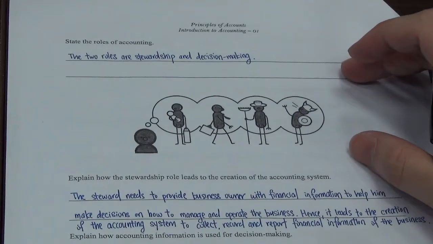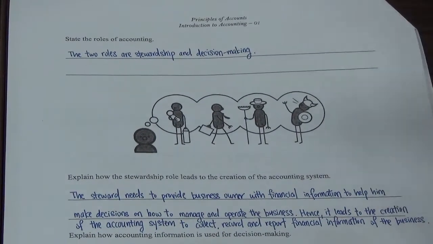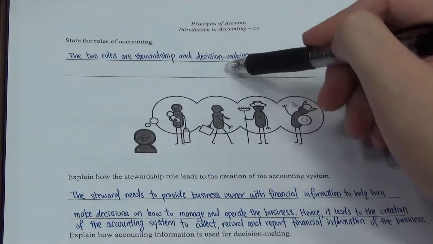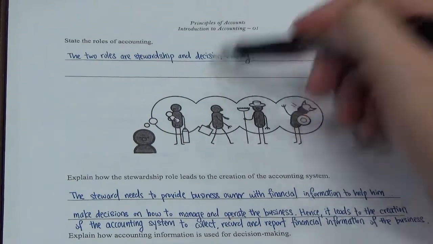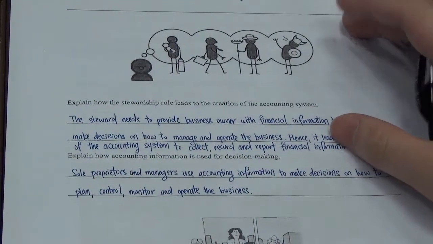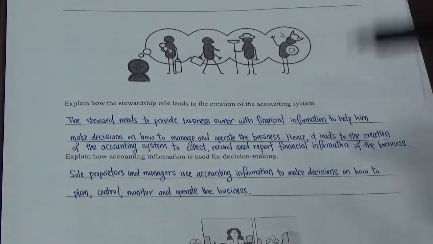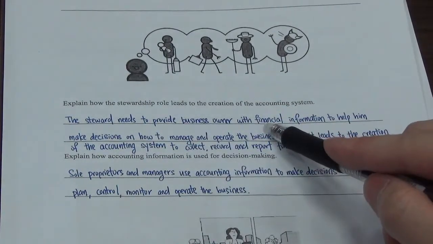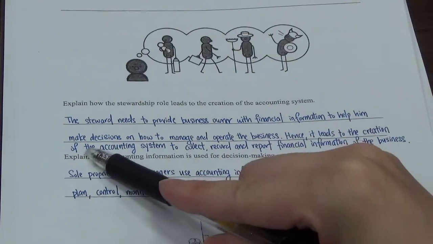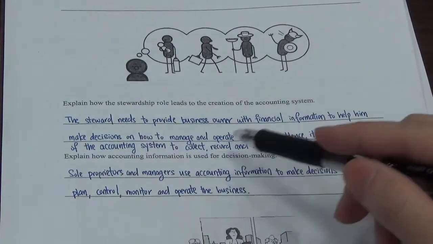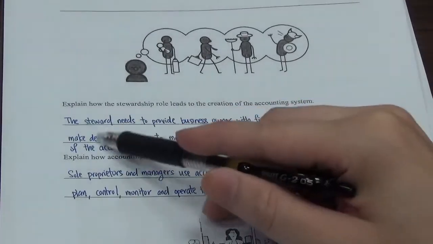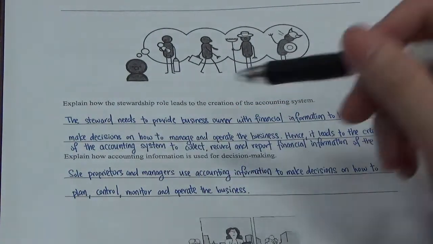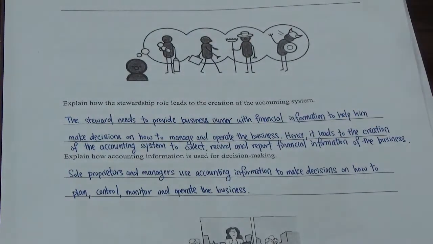You look at the 2 roles of accounting. What is accounting used for? Basically, it helps with stewardship and decision making. In detail, what is stewardship for? The steward needs to provide the business owner with financial information to help him make decisions on how to manage and operate the business. So stewardship is basically like you are the assistant of the business owner. You help to provide the business owner with information.